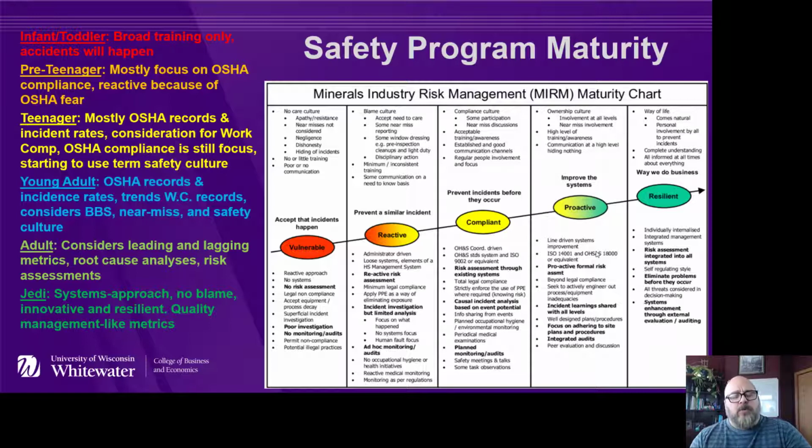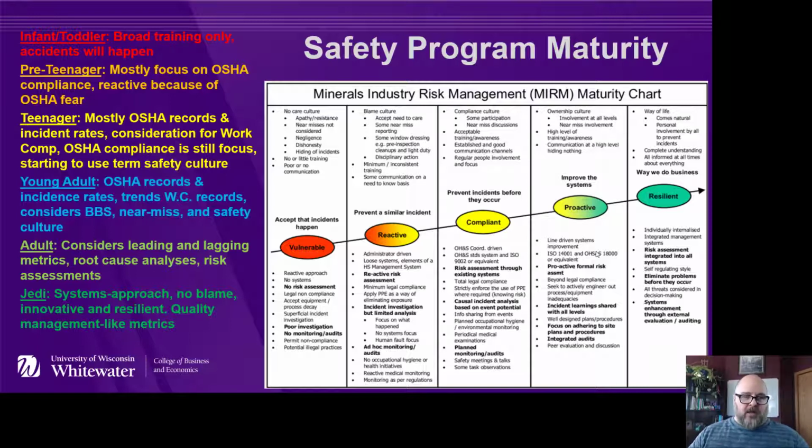Preteen: mostly focused on OSHA compliance, reactive because of OSHA fear. I've actually had clients that way, and what I try to do is get them at least to the young adult. Teenager: they think they know everything, right? They're mostly OSHA focused. They're actually calculating incidence rates. They're looking at work comp maybe, or at least talking about it. But the focus is still compliance. And they're starting to use the term safety culture, which, again, I told you what I felt about that.